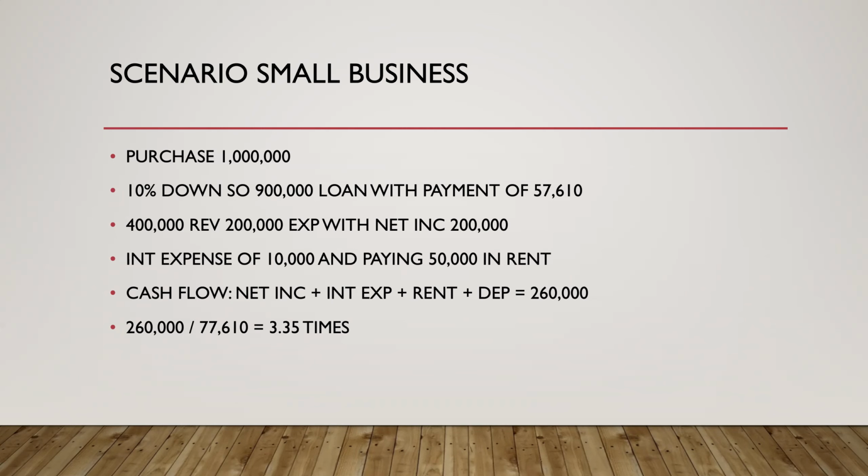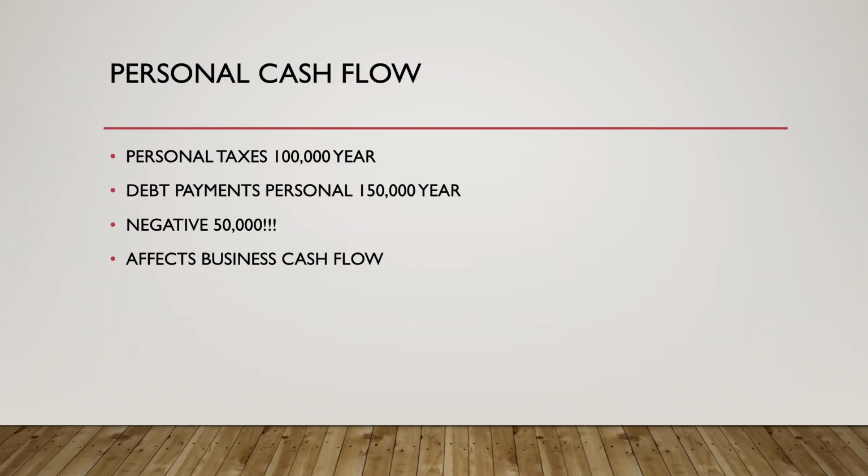The lender is then going to take the $260,000 and divide it by the $77,610 to see what the debt service coverage ratio is. It's 3.35 times. That's great, seeing they really only need 1.25.